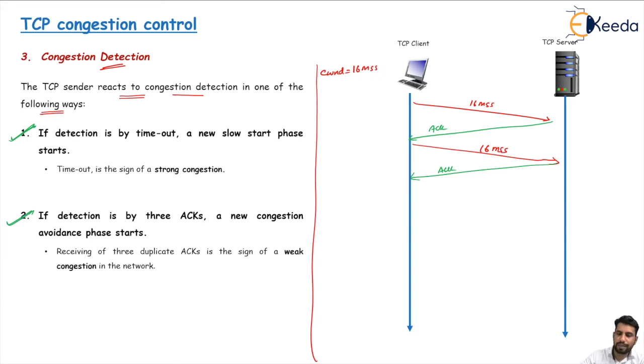One, if a timeout occurs. For example, here this 16 MSS is sent and this segment is lost, and the timer starts from here. If a segment is lost, this means very high congestion in the network, and the sender will not get any acknowledgement, and here the timeout expires, and till then there is no acknowledgement from the receiver side.